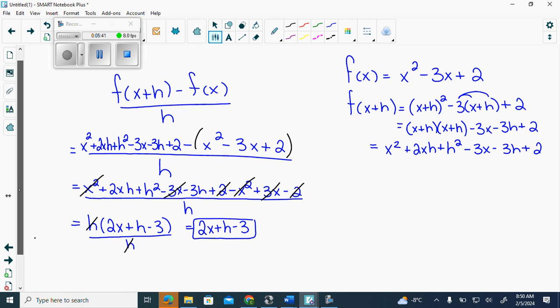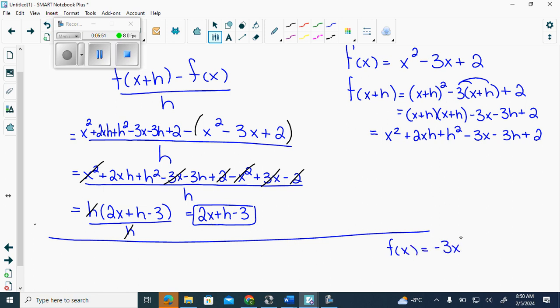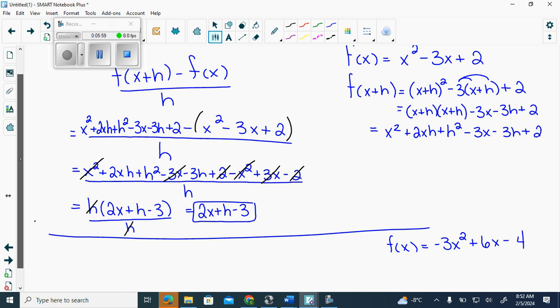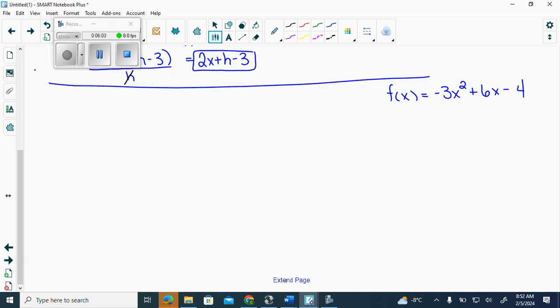I'm going to have you try the same thing, but this time f of x equals negative 3x squared plus 6x minus 4. Go. Then we're going to do a radical. I'm going to record it as I'm going along, but you guys are going to do it without looking up here. Then you'll check and see if you got it.